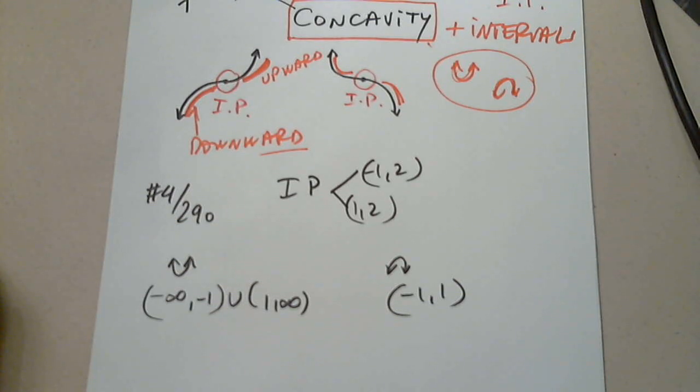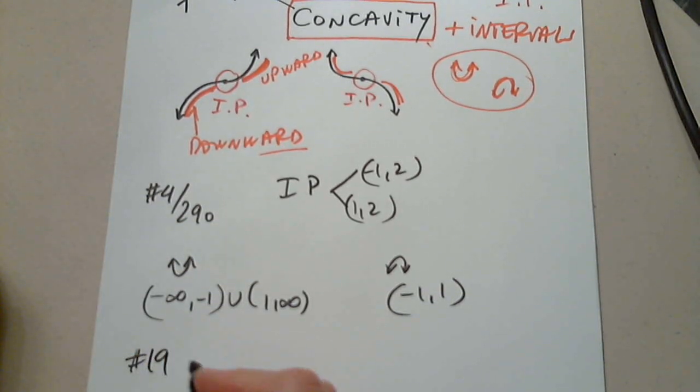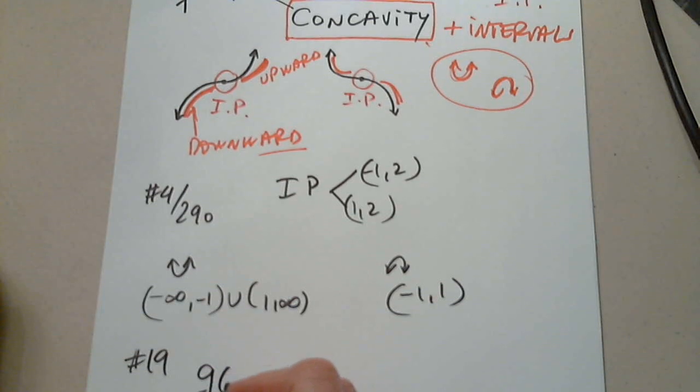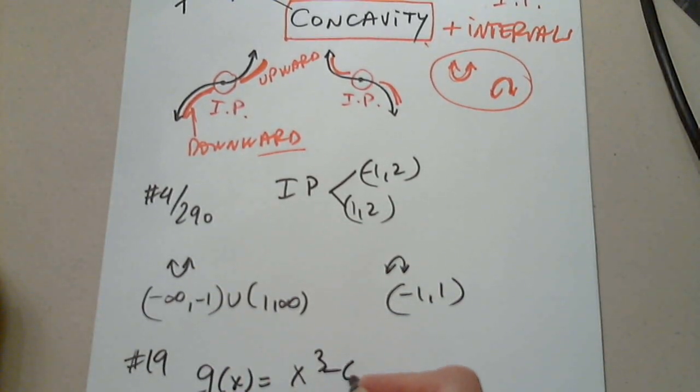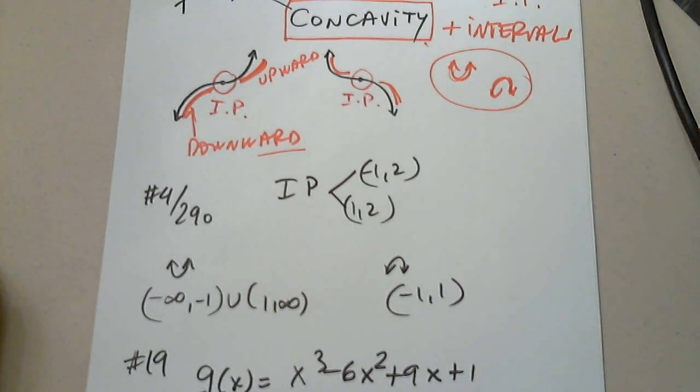I will choose 19. So 19 is g of x. They love g of x. x to the third minus 6x squared plus 9x plus 1. So we want everything now from the first derivative, everything from the second derivative, and at this point I think we can graph.